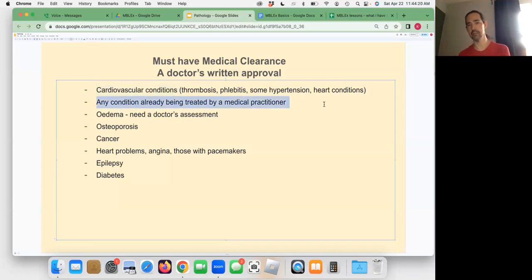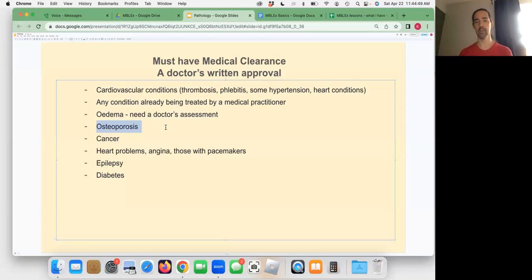Any condition already being treated by a medical practitioner. So if they are undergoing treatment or a disease is being managed already by a doctor, you need to get that doctor's written approval to work on this person. Edema definitely needs a doctor's assessment. Definitely needs to be assessed by a doctor, to determine what's causing it, if it's safe to work on this person, and you need written approval.